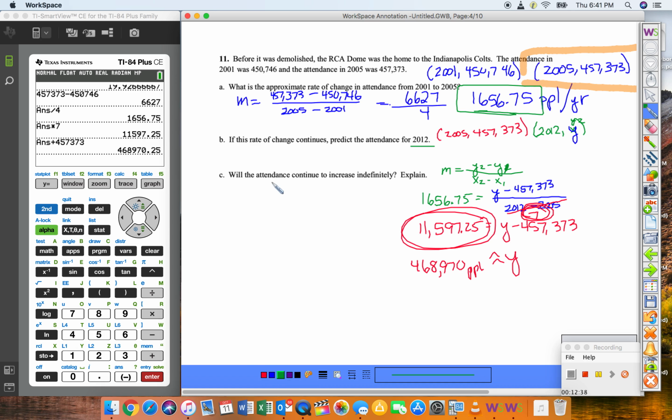And then they ask, will this attendance continue to increase indefinitely? Explain. Like, can the attendance keep going up and up and up at a dome for the Indianapolis Colts? Well, that's a no. I mean, there's no way, because there's a maximum number of people that can fit into the dome. So eventually there's like a breaking point in that situation. So they can't, even if they sold out every single year, the slope's not going to keep going up. So not always going to keep going up.